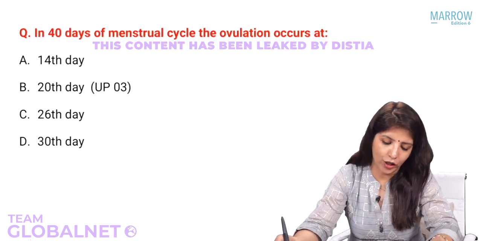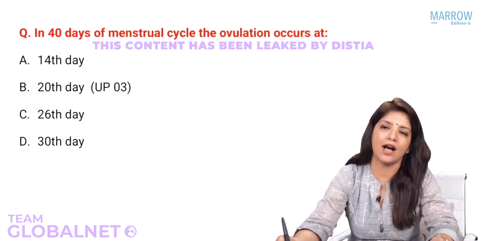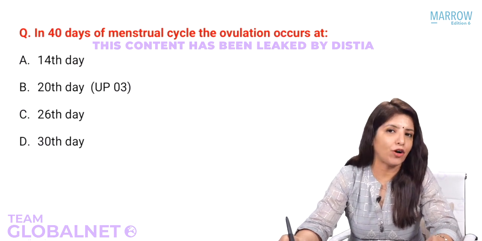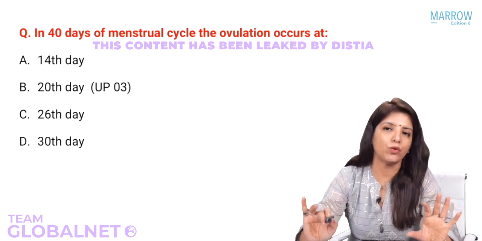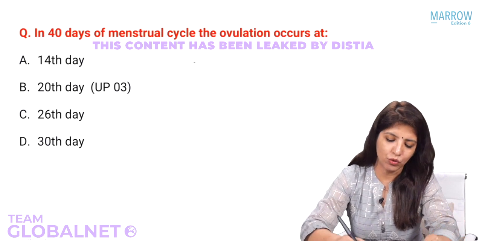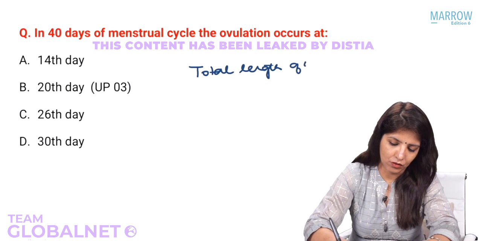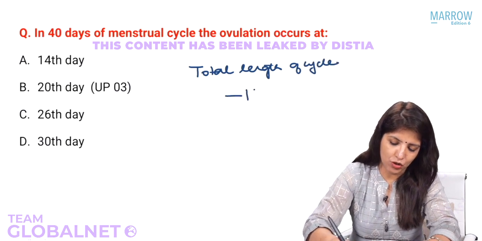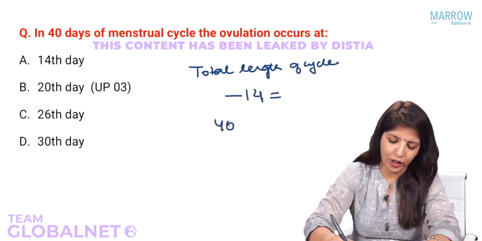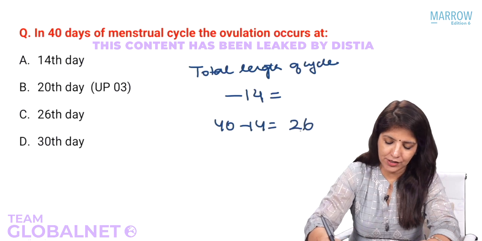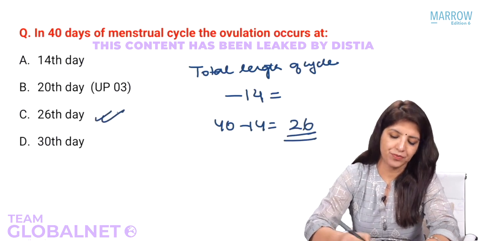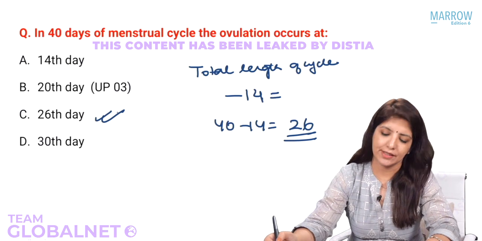Next, in a 40 days menstrual cycle, ovulation occurs at. Now, in a 40-day menstrual cycle, in order to calculate the day of ovulation, I told you, from the total length of the cycle, you have to subtract 14, right? So 40 minus 14, and that is day 26. So the answer is day 26.